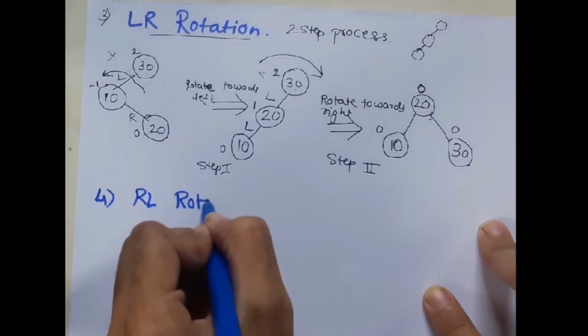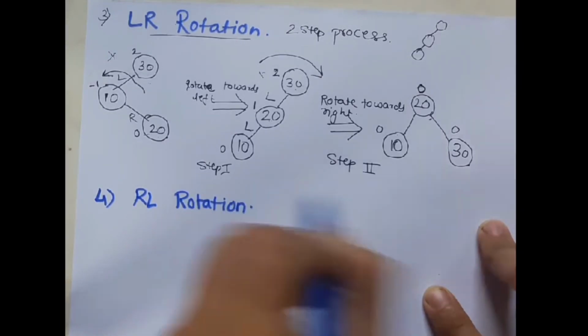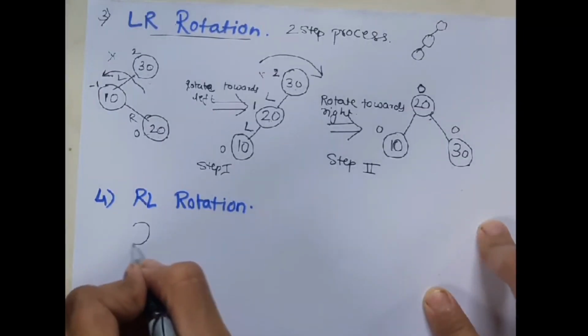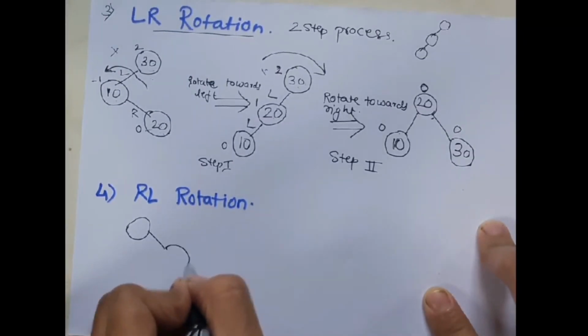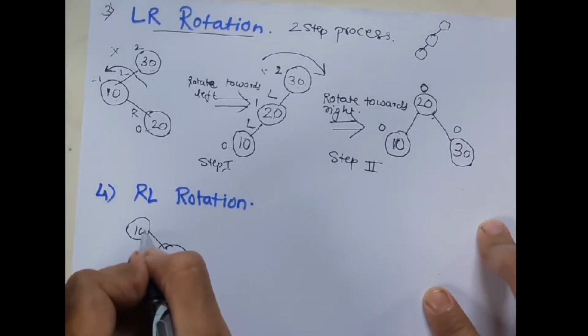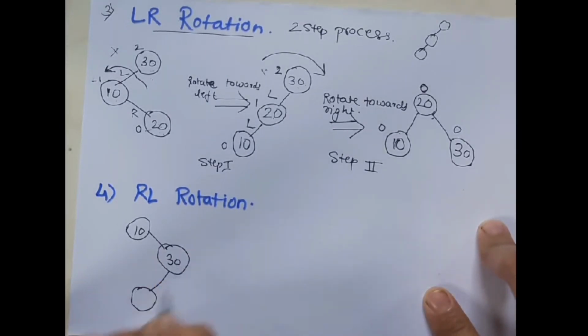Now the fourth is RL rotation. Okay. Suppose this is the binary tree given to you. Now first thing what we'll do, we'll check the balance factors.